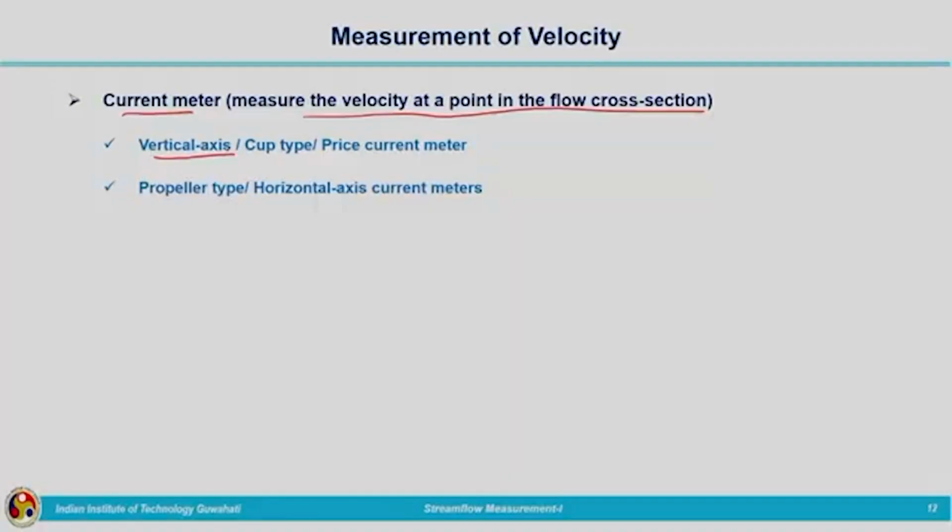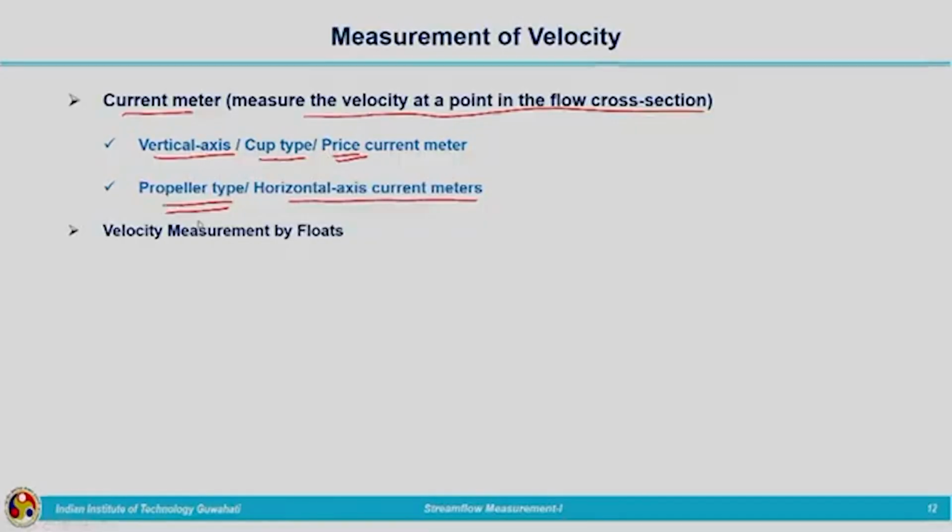So, different types of current meters are the vertical axis current meter and also the horizontal axis current meter. The vertical axis current meter is also known as the cup type current meter, commonly termed as the price current meter, and the horizontal axis current meter is the propeller type current meter. These are the two types of current meters which are commonly used in the field.